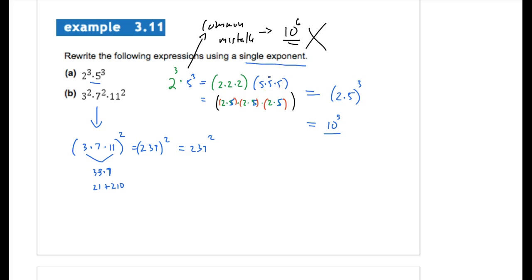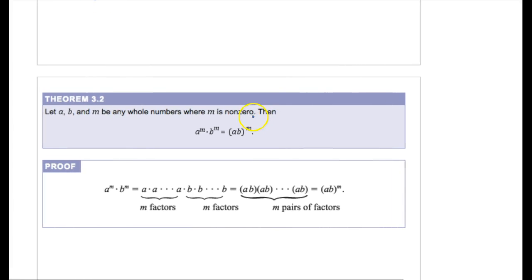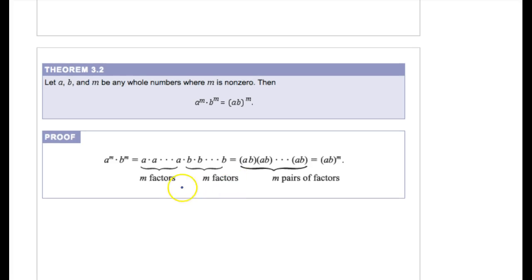And so what that leads us to is the next theorem. Looking at this, we see a to the m times b to the m is equal to ab to the power of m. And again, here's a proof. You can actually look at it.